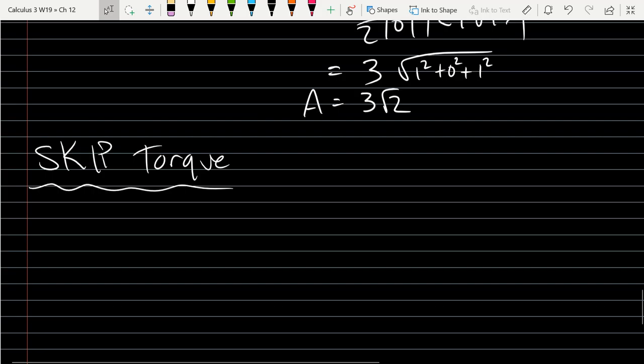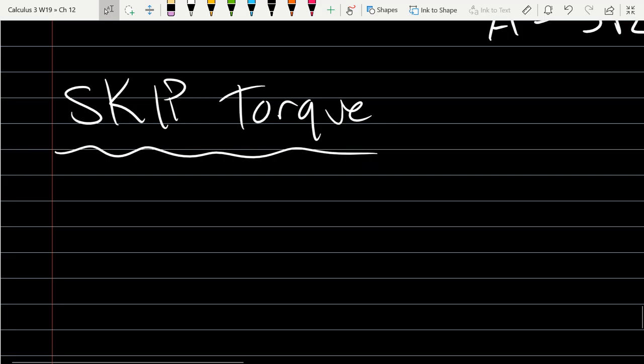So we're going to take that parallelogram up a dimension. A parallelogram is a two-dimensional object. So what we're going to do is create a parallelogram analog using three vectors.